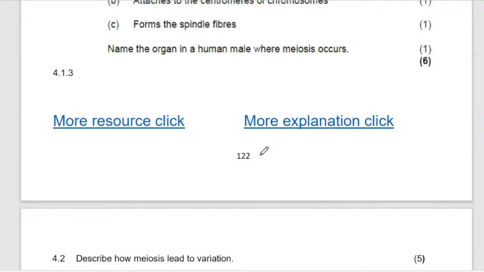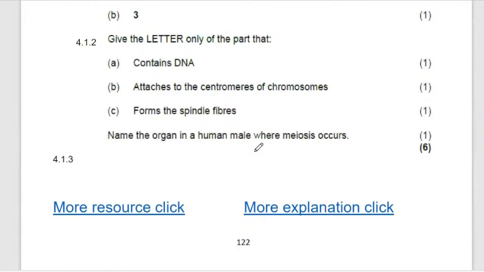How does non-disjunction lead to Down syndrome? Guys, you just talk about what is extra. Down syndrome is as a result of non-disjunction, leading to one cell having an extra chromosome, on chromosome number 21, meaning that it's going to have 24 chromosomes instead of 23. When this cell fertilizes a normal ovum, the resultant individual is going to have 47 chromosomes instead of 46, leading to Down syndrome. Is it clear?